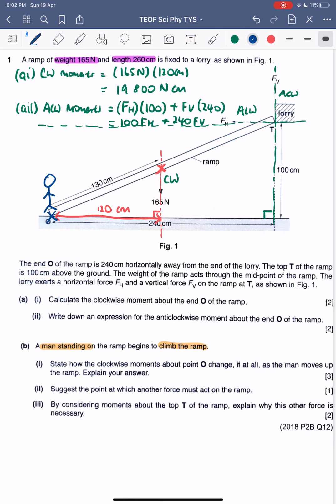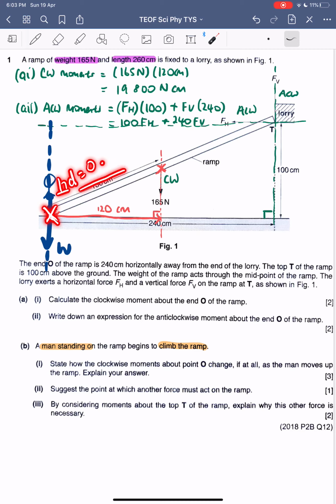what force does he bring into the picture? Well, he has his weight, right? And this is his weight. And if we draw the line of action of the force, it will just be a vertical line, right? And this line of action of the force happens to cut through the pivot exactly, so we know that perpendicular distance equals 0.